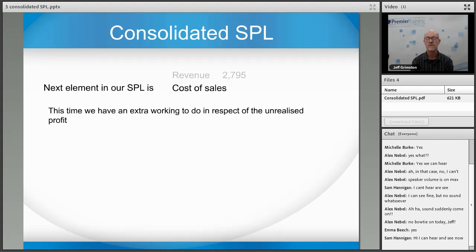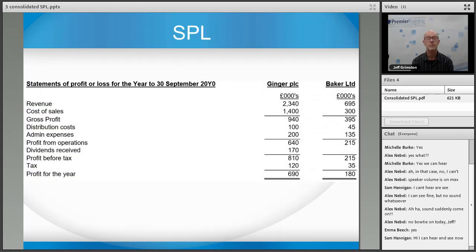Now this time it's very similar, only there is an extra working to do because we've said that there's an unrealized profit. Let's go back to the data. Cost of sales for Ginger, 1.4 million. Cost of sales for Baker, 300. But we already know that of Ginger's 1.4 million cost of sales, 240 of that was bought from Baker. So that hasn't come from outside the group. So we know there's an adjustment for that.